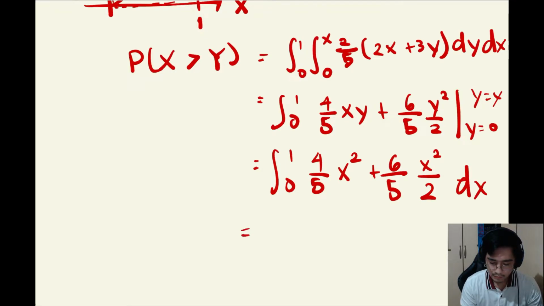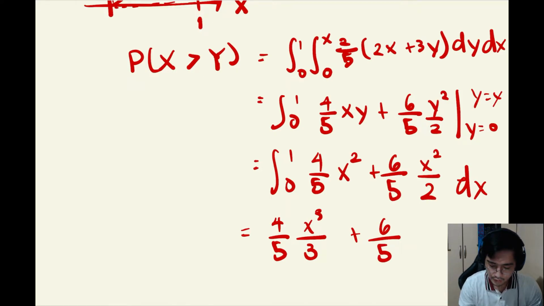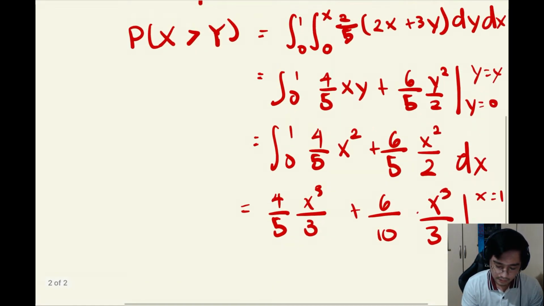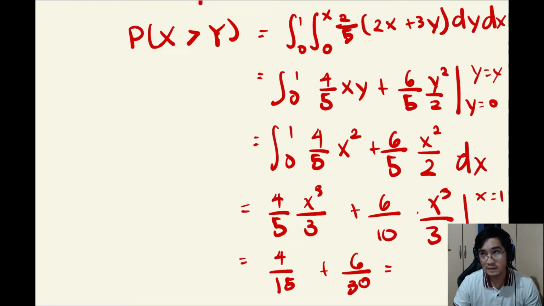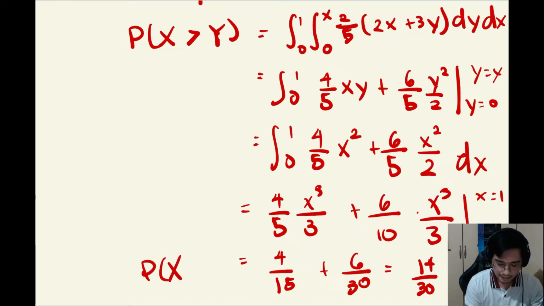Then we integrate this with respect to x: 4 over 5 x cubed over 3 plus 6 over 10 times x cubed over 3, integrated from x is 0 to x is 1. So we just substitute it. We now get 4 over 15 plus 6 over 30, which is equal to 8 plus 14 over 30, or 7 over 15. So this is the probability that x is greater than y.